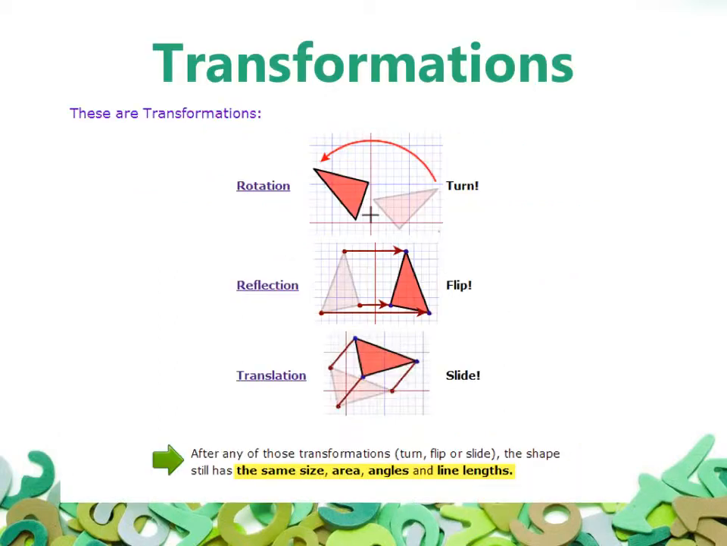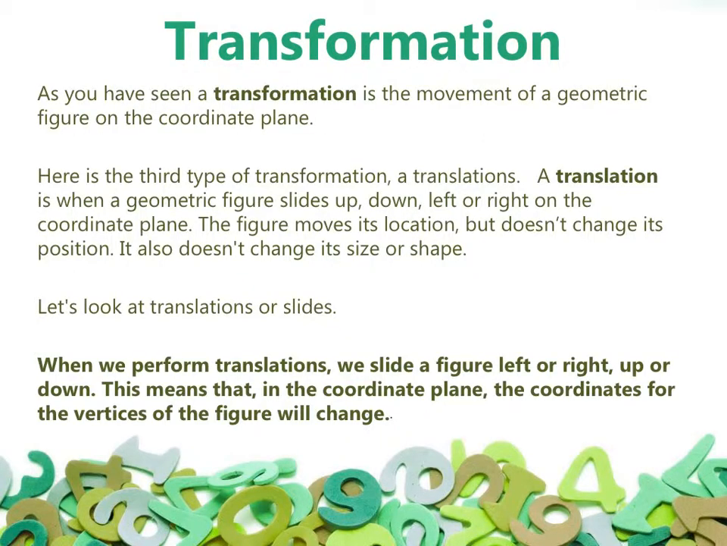As a reminder, there are 3 types of transformations: rotation, which was lectured on in Part 1, reflection, which was lectured on in Part 2, and translation, which we will cover today. In all cases of transformation, the shape still has the same size, area, angles, and line lengths, so that does not change. As you have seen, a transformation is the movement of a geometric figure on the coordinate plane.